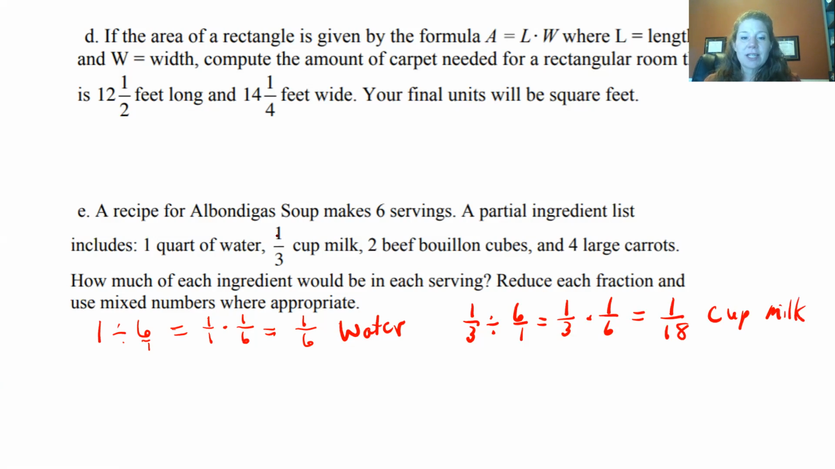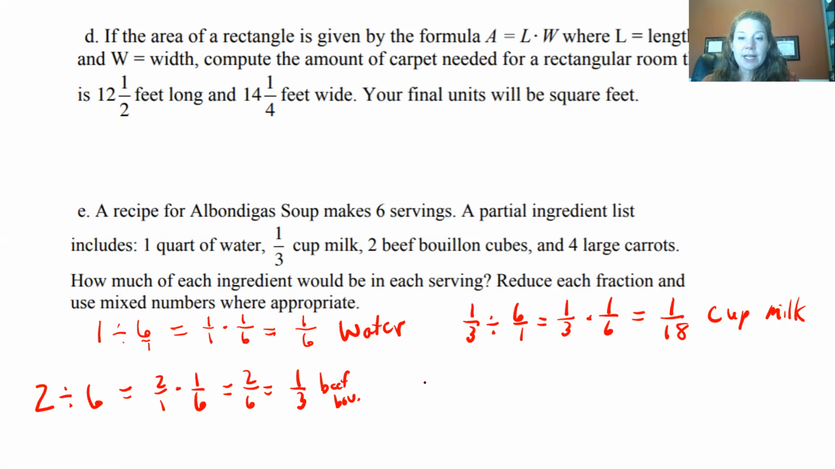All right, moving on. Now our next ingredient is 2 beef bouillon cubes. So we're going to take our 2 cubes and divide it by each of the 6 servings. So we do keep it, change it, flip it, and make sure I flip it this time. And I get 2/6, which is equal to 1/3 of a bouillon cube per serving. So that's beef bouillon.